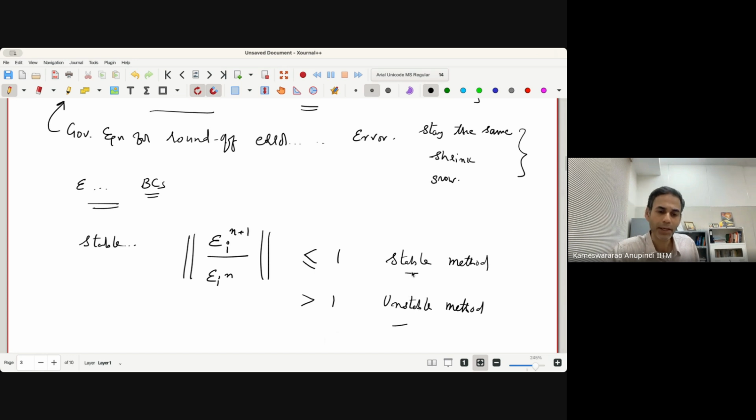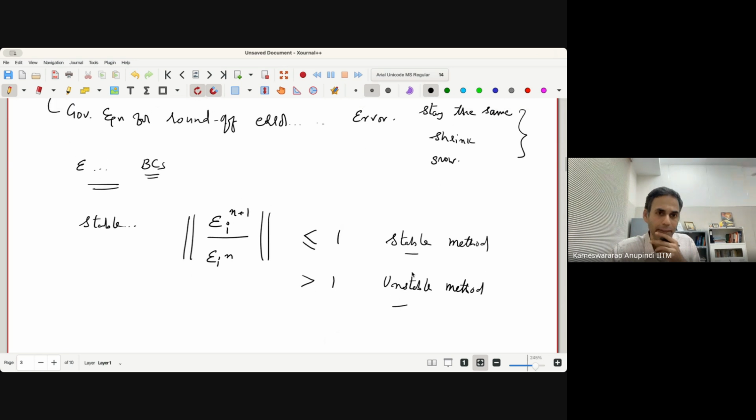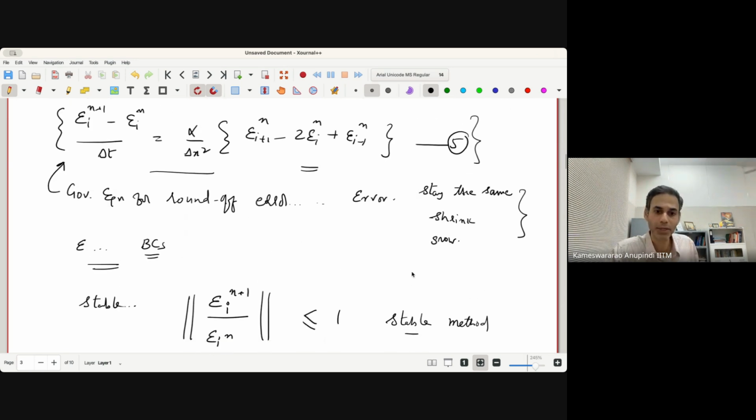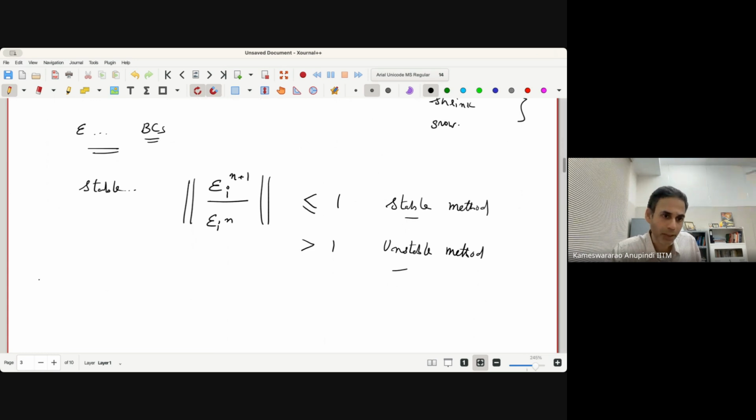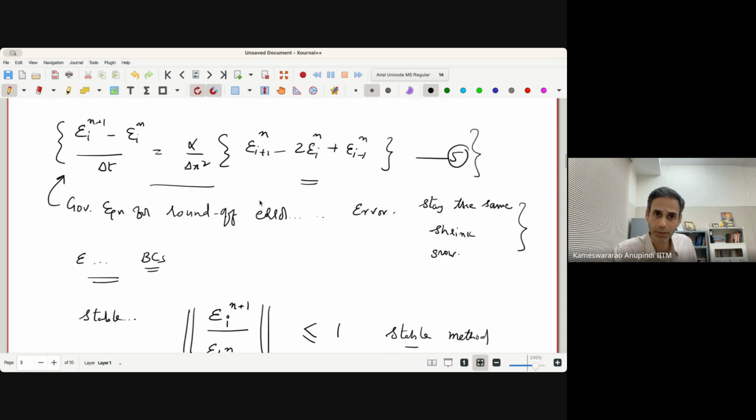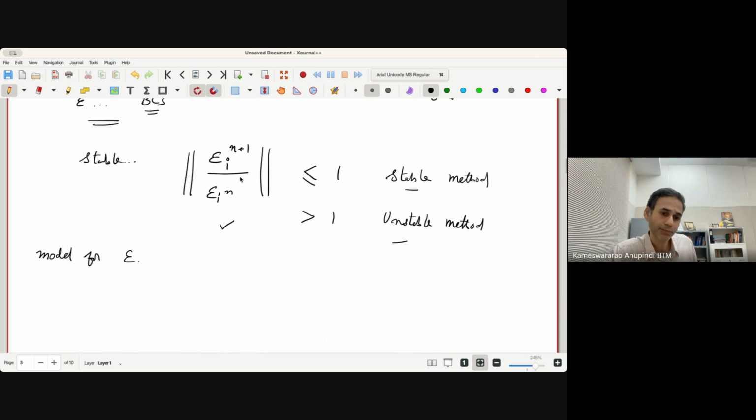Okay, fine. But then how do I know how epsilon is going to look? So we need to come up with a model for epsilon, that means a model for the round of error. We're going to say the round of error is going to look like this. Then we can calculate this ratio, which comes from the original equation. That ratio, obtained from equation 5, is going to tell us whether the method is stable or not. So that is the overall idea.